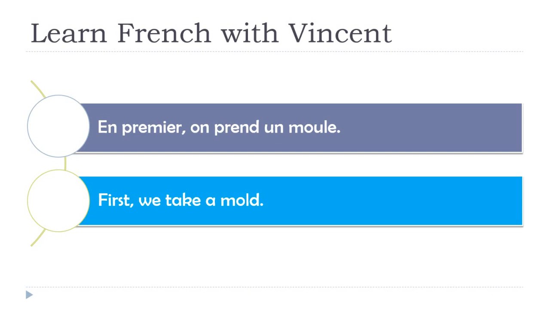First, we take a mold. En premier, on prend un moule. So as you can see, on is used here. It's like impersonal, and then it's conjugated like il and elle, so of the singular. So it's the third person of the singular. On prend. En premier, on prend un moule.